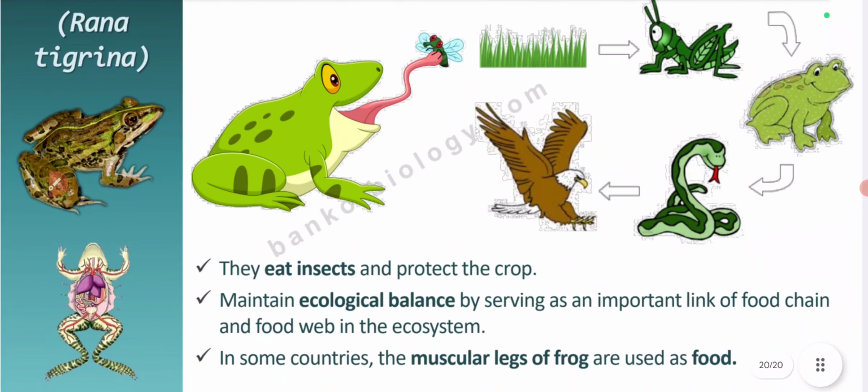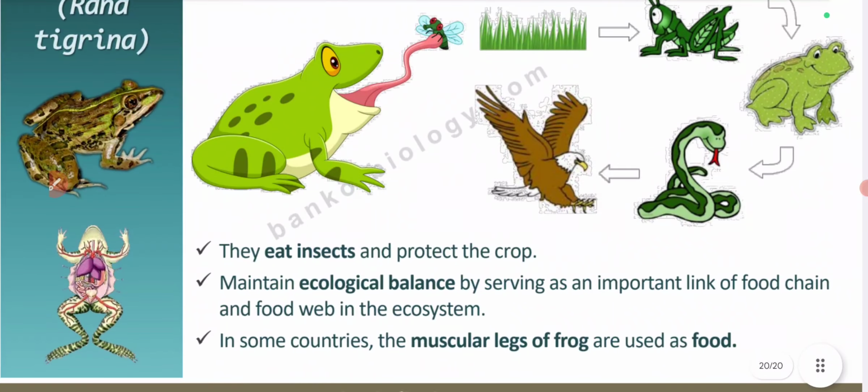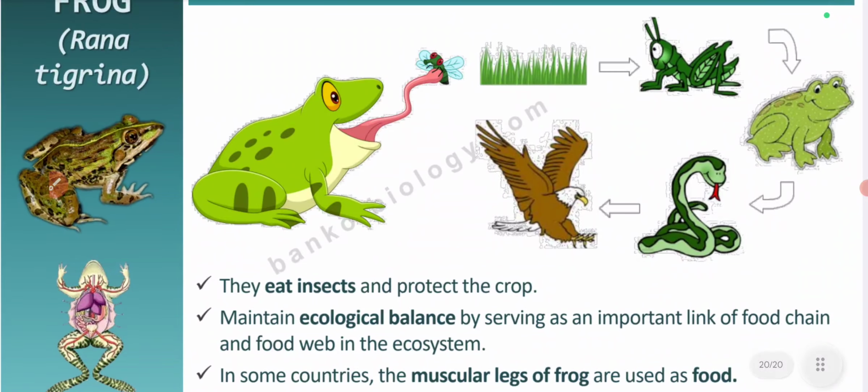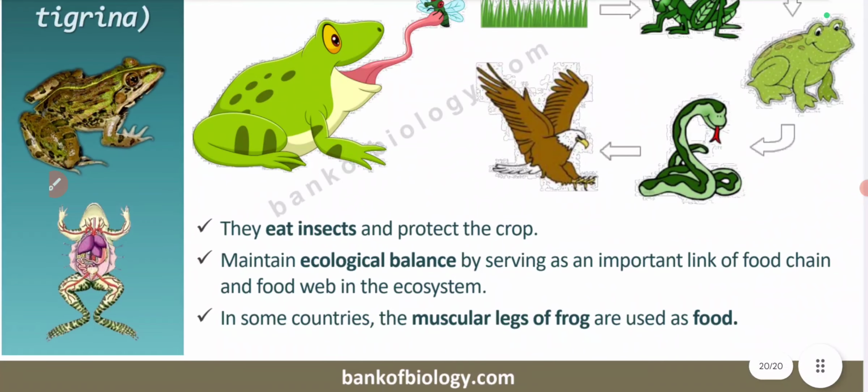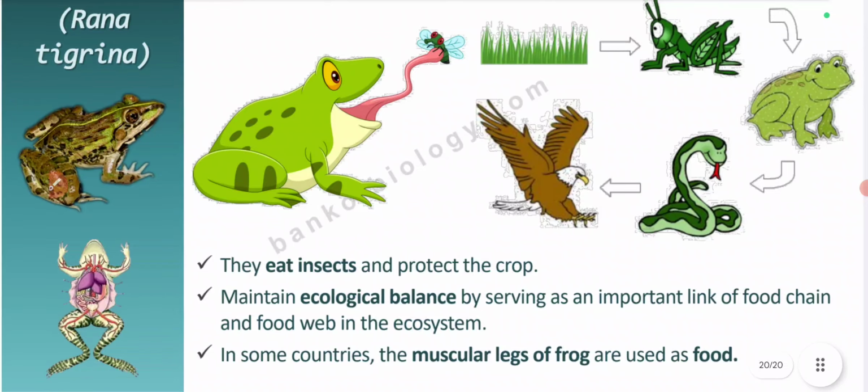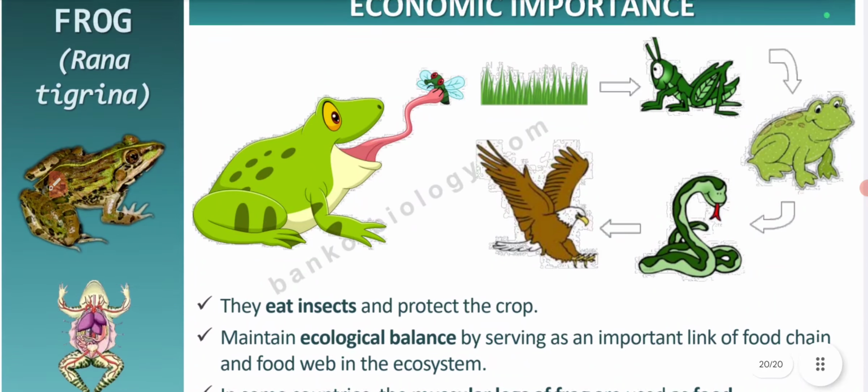Now the last slide, economic importance. They eat insects and protect the crop. The first point, maintain ecological balance by serving as an important link of food chain and food web in the ecosystem. And in some countries, the muscular legs of frog are used as food. Okay, the muscular portion means the hind limbs are used as food material.